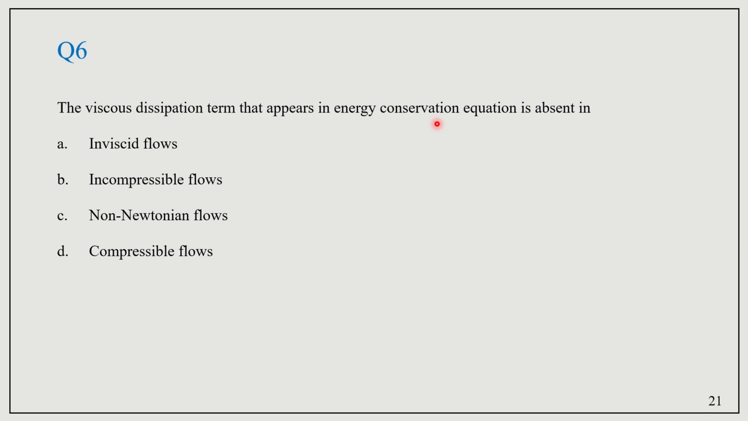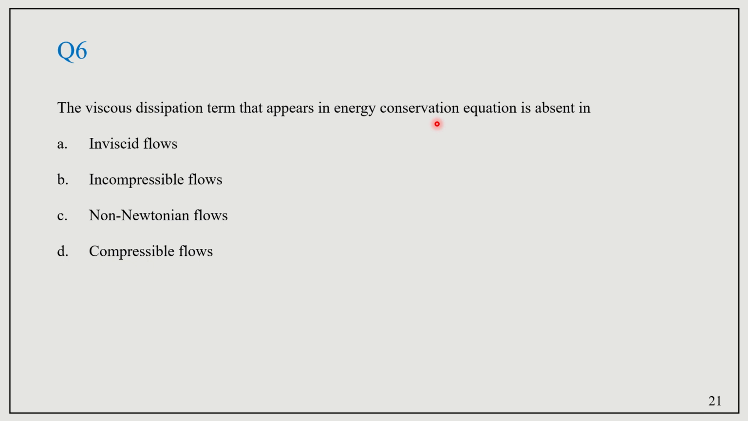Option D, compressible flows. So coming back, like I already mentioned when we were writing the energy conservation equation, that phi V term, that is viscous dissipation term, is often neglected in the heat transfer problems. So the question is that viscous dissipation term that appears in energy conservation equation is absent in dash.